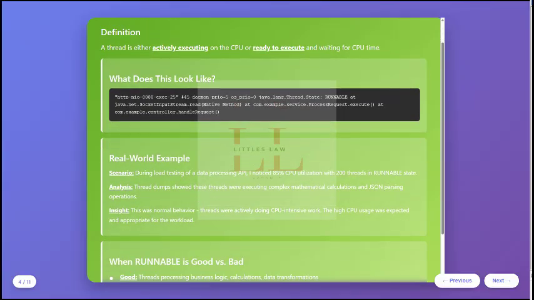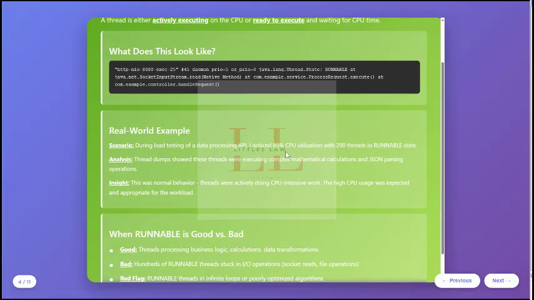So think of it like someone who is either currently working or standing in line who is ready to work. Now here is what this actually looks like in a thread dump. This is real-time thread state, where you will see java.lang.Thread.State: RUNNABLE, followed by a stack trace showing what the thread is executing. Let me give you a real example from a project I worked on.